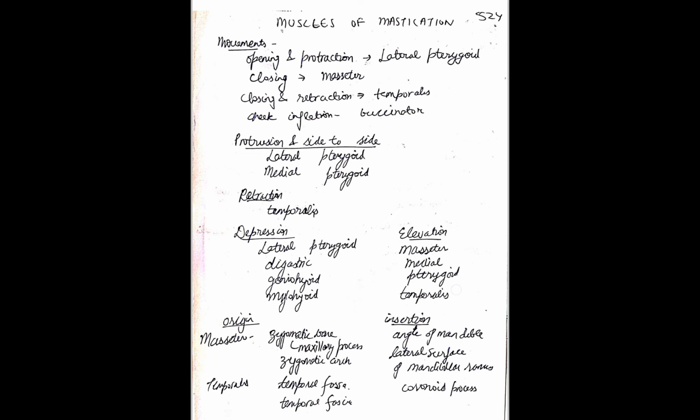And then protrusion and side to side. Protrusion and side to side movement of the jaw is by the pterygoids, medial and lateral pterygoid. Retraction we already discussed, closing and retraction by temporalis. Then we see depression and elevation. Depression means opening the mouth. Opening the mouth is by the lateral pterygoid.